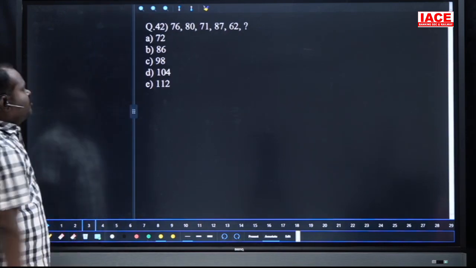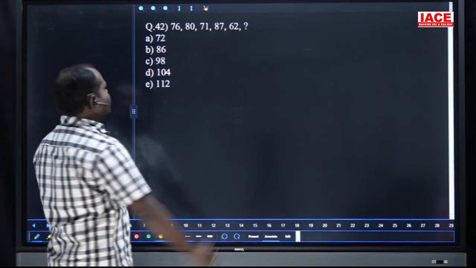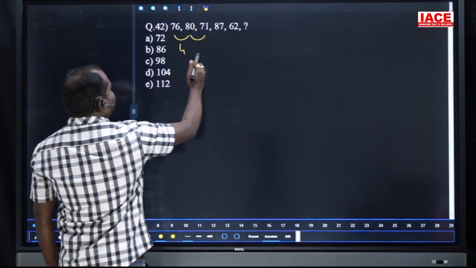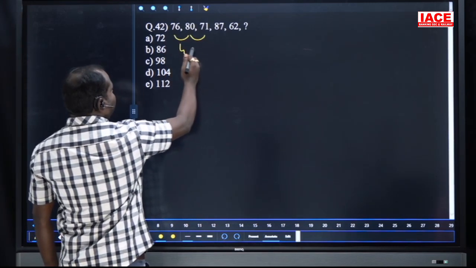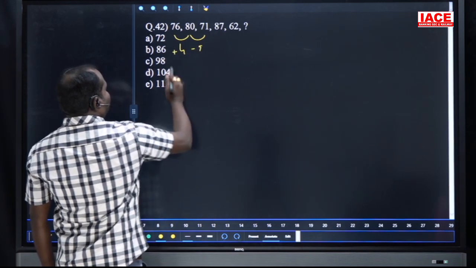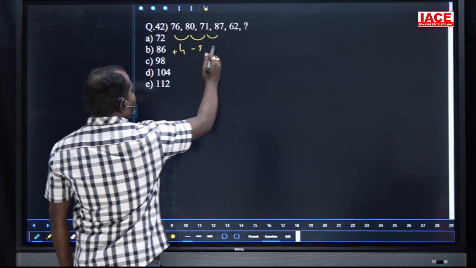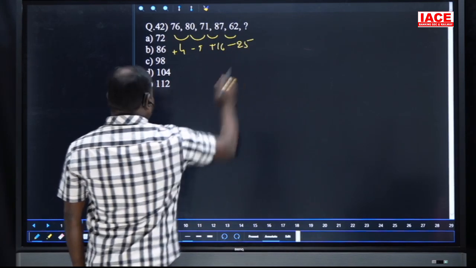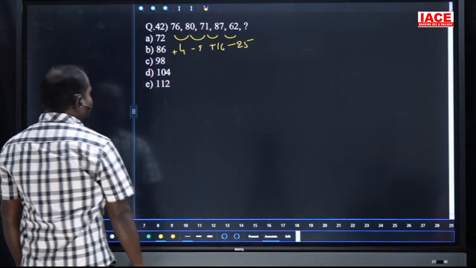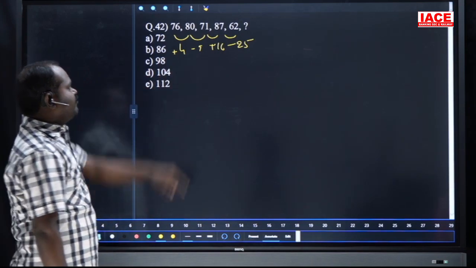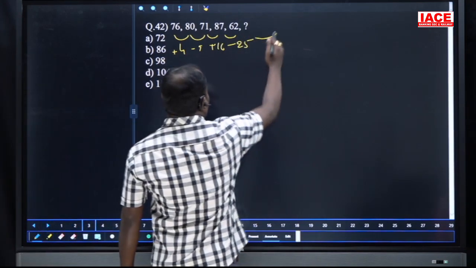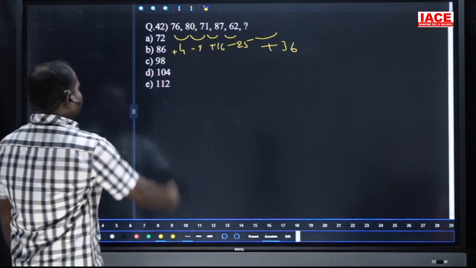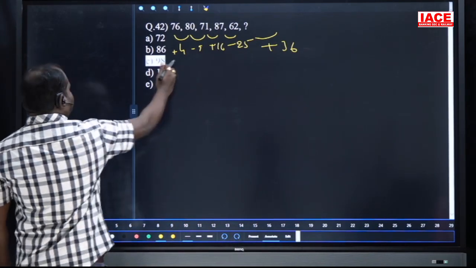Next: 76, 80, 71, 87. Here the difference is plus 4. From 80 to 71 the difference is minus 9. Next it is plus 16, then minus 25. Those are the squares: 2 square, 3 square, 4 square, 5 square. Next should be 6 square, that is plus 36, because of the alternate plus and minus. That means 98, option C.